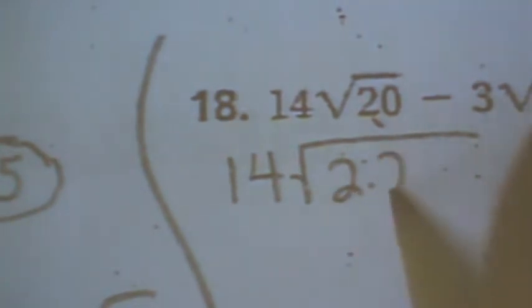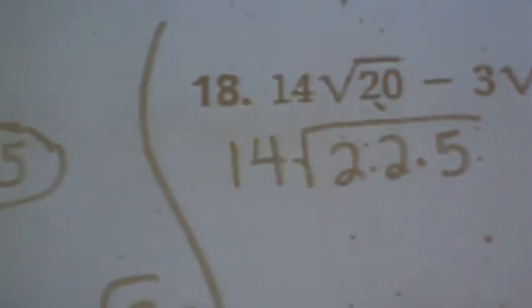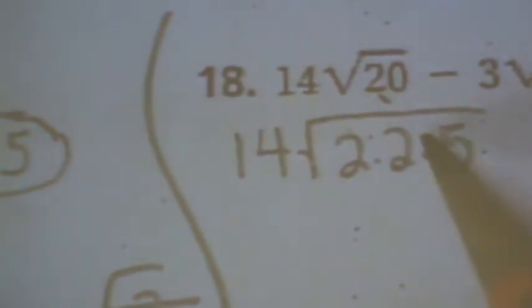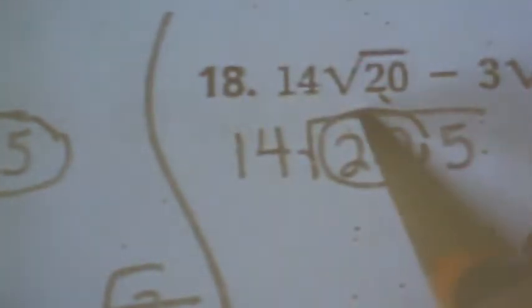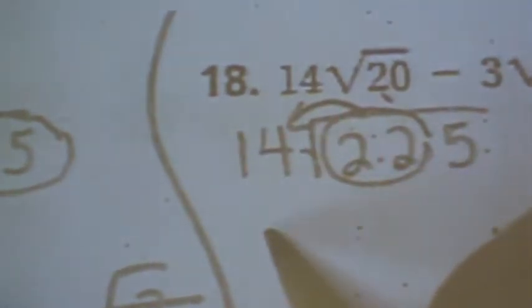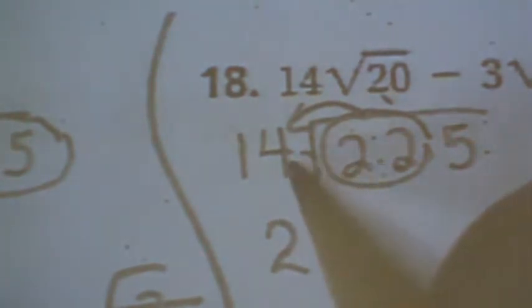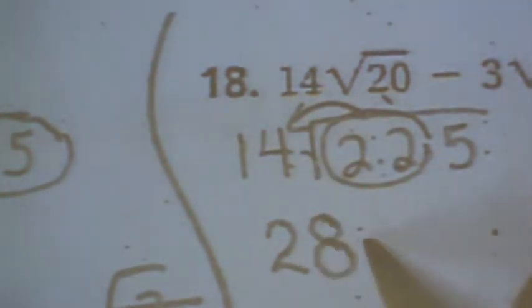Number 18. What happens with 20? 5 times 4. 5 times 4, and 4 is 2 times 2. So what comes out? The 2. What do I do with this 2 and the 14? 2 times 14, yeah, it's 28.